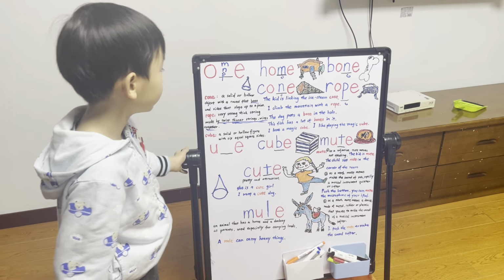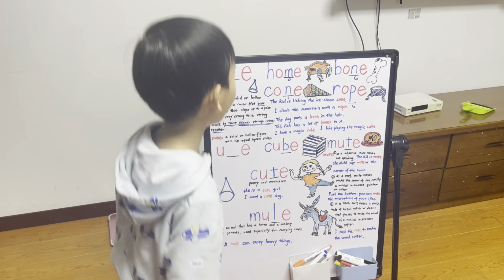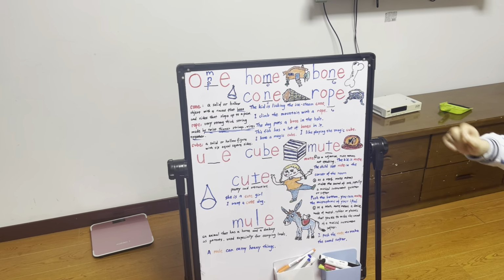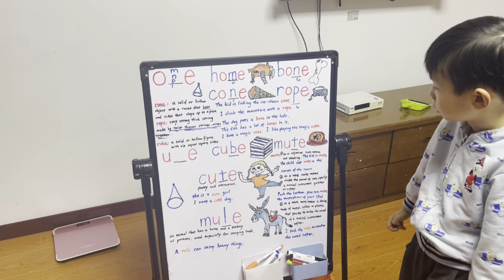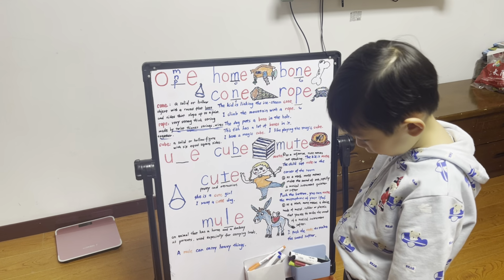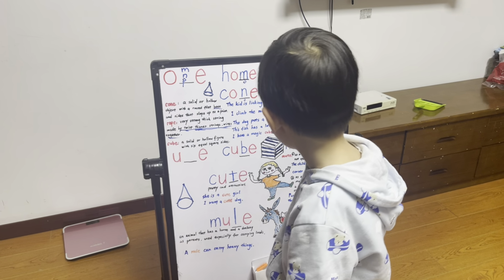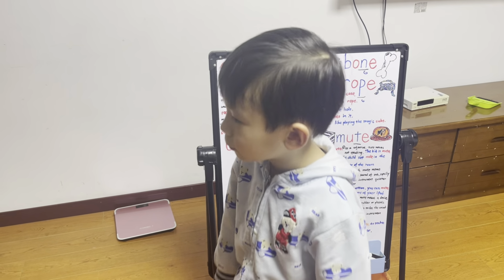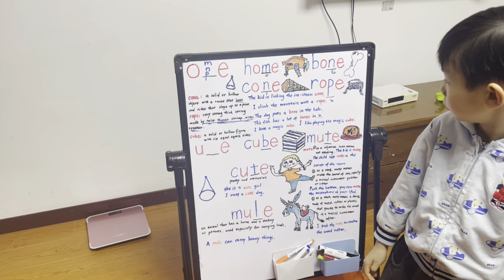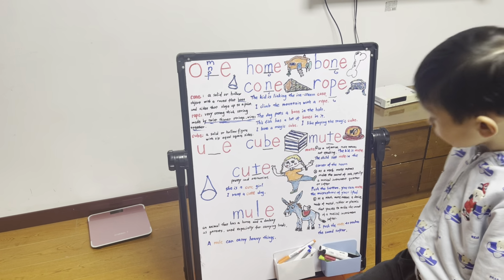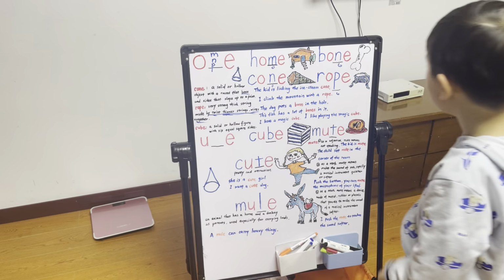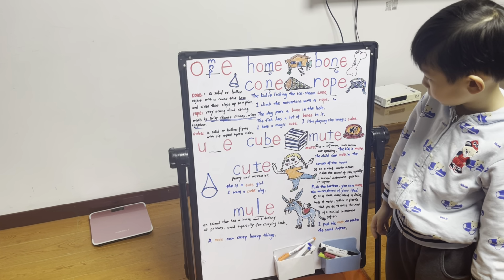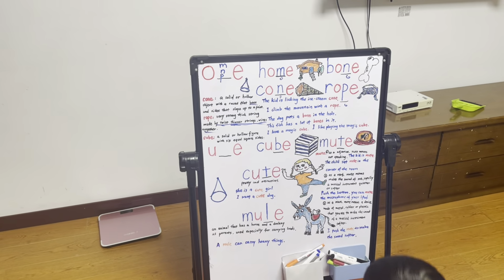Okay, C-O-N-E. How do you say C-O-N-E? C says k, O-N-E says own, okay, cone. Do you like an ice cream cone? Yes. Okay. Make a sentence. Have you eaten this kind of ice cream? Oh, you can eat up the ice cream, and you give the cone to your grandma.